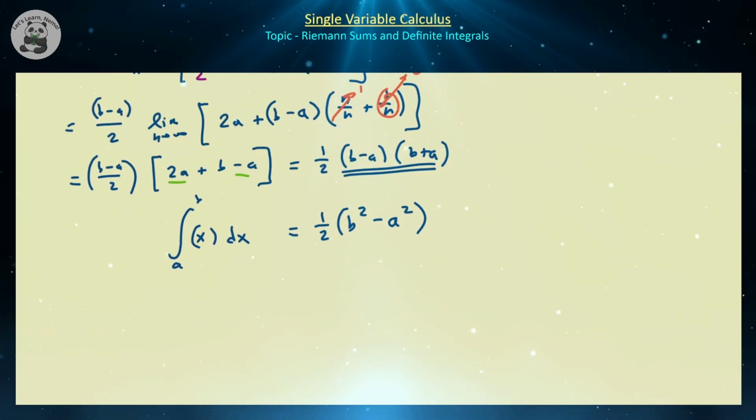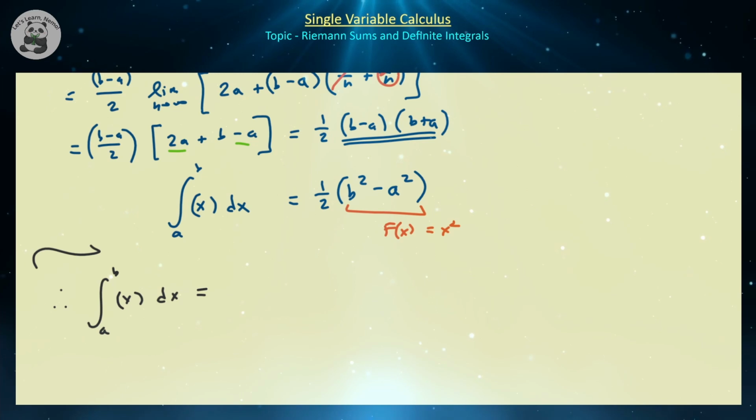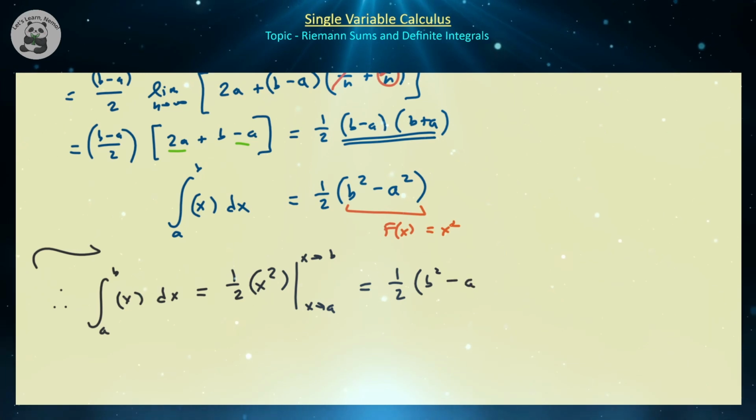Now, one notation for this is to realize that this is just the function, which I'm going to notate by capital F of x squared, evaluated at b, evaluated at a, and subtracted. And in calculus, we have a special notation for this type of operation. So we're going to write this as the integral from a to b of x dx is precisely equal to 1 half the function x squared, evaluated as x goes to b, as x goes to a, and this is implying that you're going to subtract those two functions in that order. And we've already proven that that value comes out to (b squared minus a squared) divided by 2. And that's the integral from a to b for our identity function x.